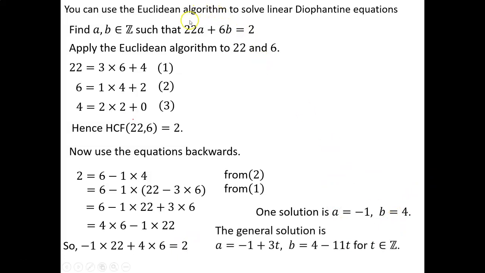The other solutions, remember, to find the coefficients of t for the other solutions, I need to have divided through by the highest common factor, which is 2 in this case, we found it here. And here are my general solutions. So negative 1 plus 3t, which is plus 6 over 2t, and then 4 minus 11t, minus 22 over 2t. And as always, it's really important to state that t is an integer.